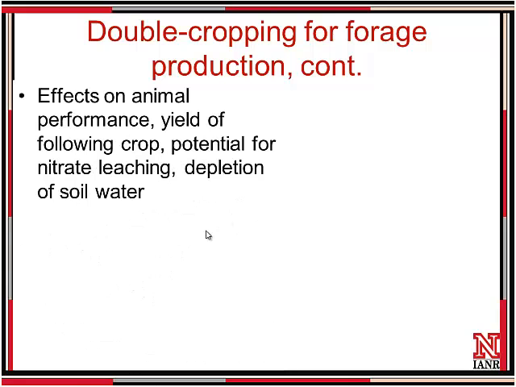Some things that I think we need to investigate more: what are really the effects on animal performance with some of these double cropping opportunities? What's the effect on yield of the following crop? What's the potential for reducing leaching of nitrate and depletion of water?